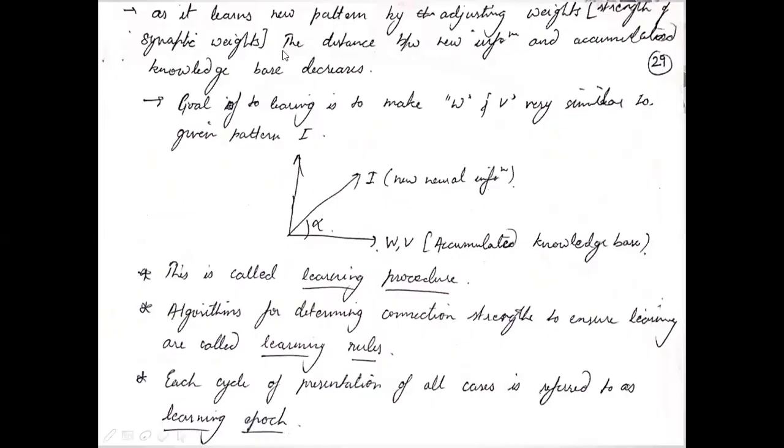Okay, so as it learns again and again, जैसे जैसे ये लर्न करता है नए इनपुट पैटर्न को अपने वेट्स को एडजस्ट करके, तब जो डिस्टेंस होता है बिटवीन न्यू इन्फॉर्मेशन एंड एक्यूमुलेटेड नॉलेज बेस, डिक्रीज होता है. इन दोनों के बीच का जो डिस्टेंस है वो डिक्रीज होना स्टार्ट होता है एंड सिमिलैरिटी गोज टू इंक्रीज, यानी सिमिलैरिटी दोनों के बीच में इंक्रीज होती है. So we have written the next point, that is, as it learns new pattern by adjusting weight strength of synaptic weights, the distance between new information and accumulated knowledge base decreases, right?